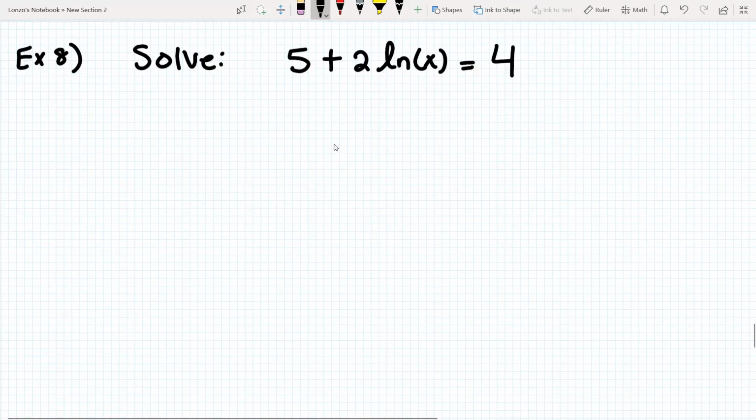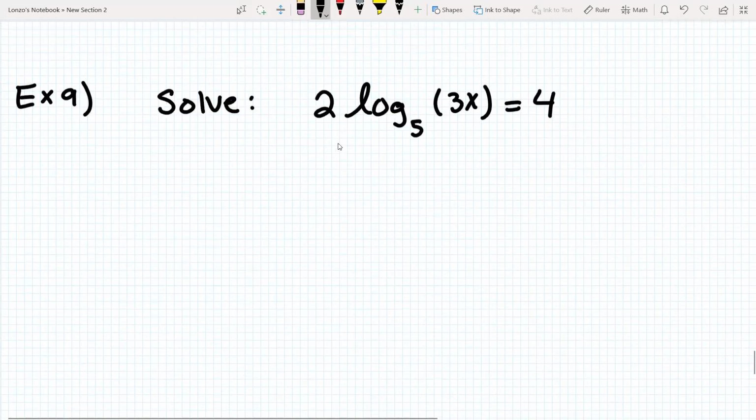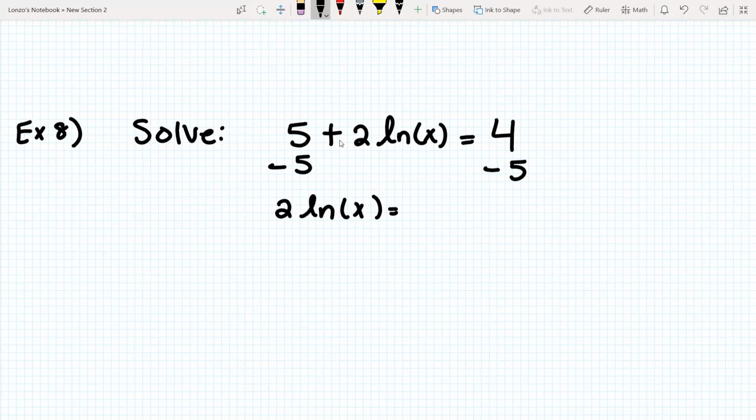Okay, let's move on to three more examples. So we have example 8, solve for x. So we have 5 plus 2 ln of x equals 4. So what I'm going to do is subtract 5, and get 2 ln of x equals 4 minus 5, which is -1.